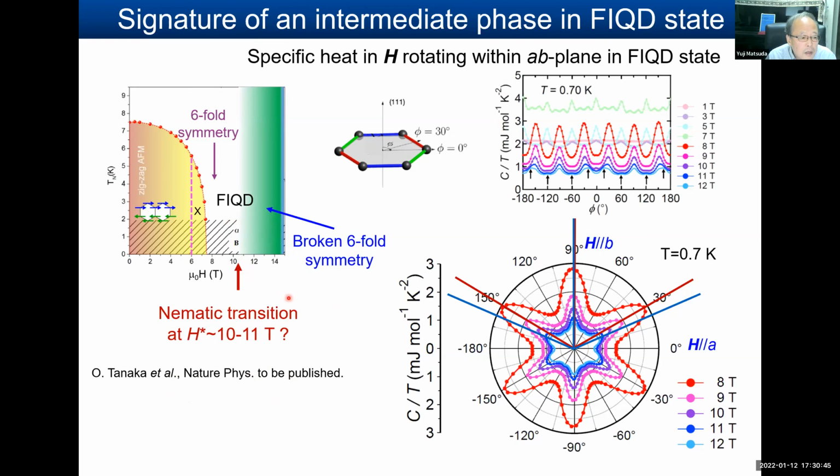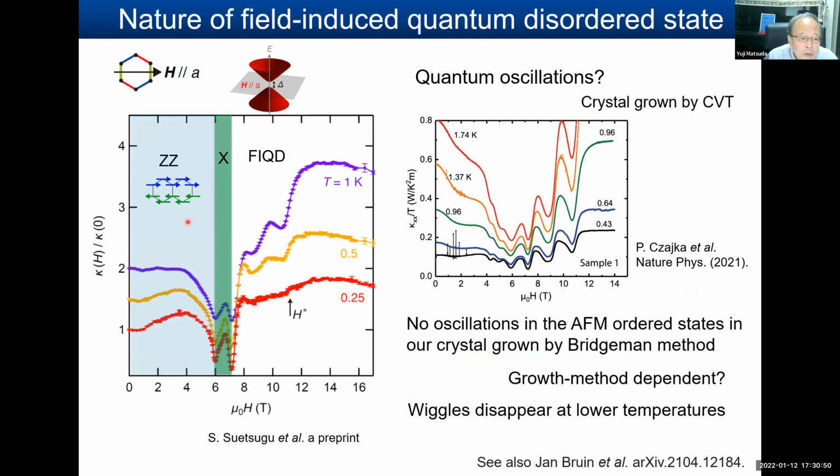Okay, we measured the thermal conductivity in the field in the high-field phase shown here. More or less, we observe a kind of oscillation behavior similar to the Princeton group. However, we never observe the oscillation in the antiferromagnetic ordered state. As I will discuss with Hidenori Takagi, this may be due to the difference of the crystal, the crystal growth method dependence. But actually, we observe that the wiggle disappears at low temperatures, as shown by these figures.